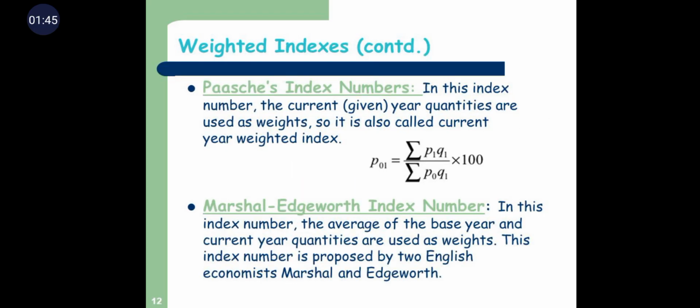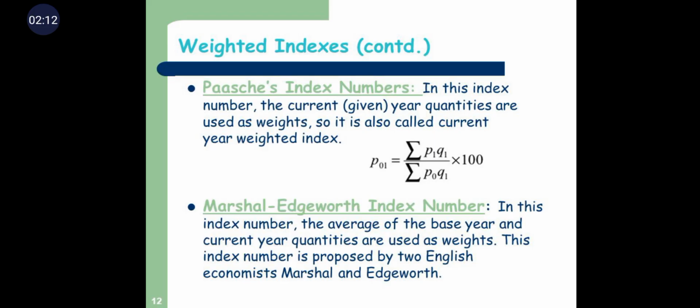The Paasche index numbers. In this index number, the current given year's quantities are used as weights, so it is also called the current year weighted index. So weighted index P01 is equal to summation P1 Q1 divided by summation P0 Q1 into 100.